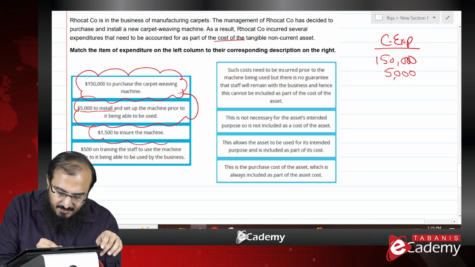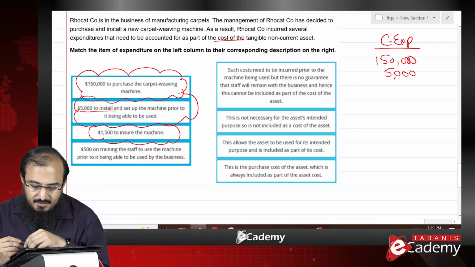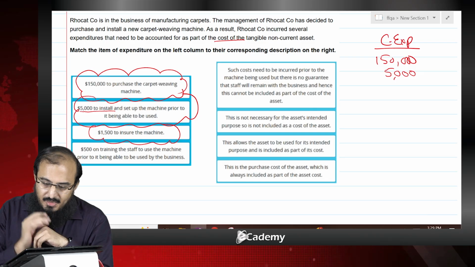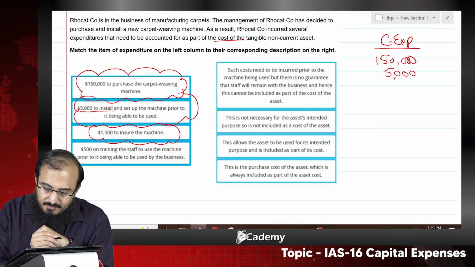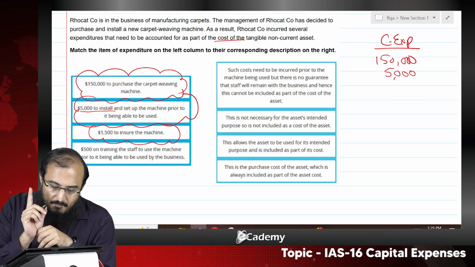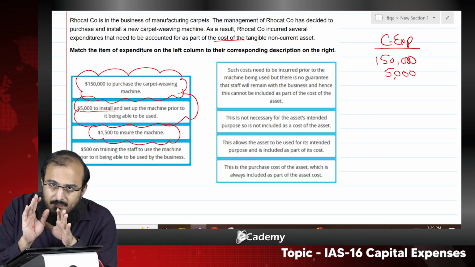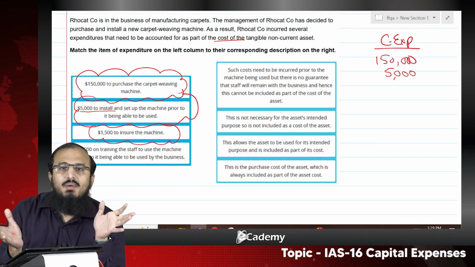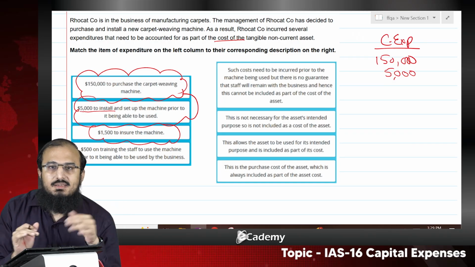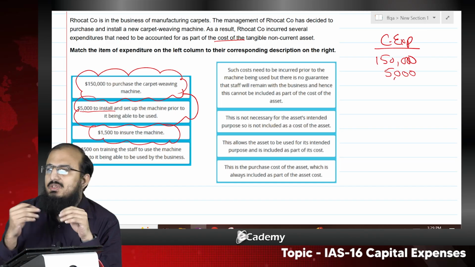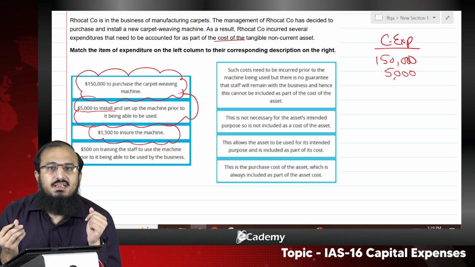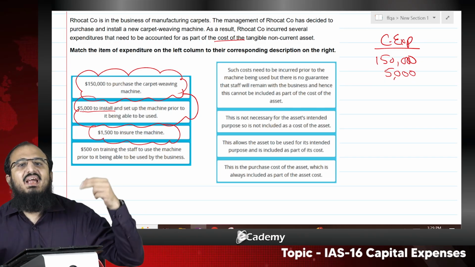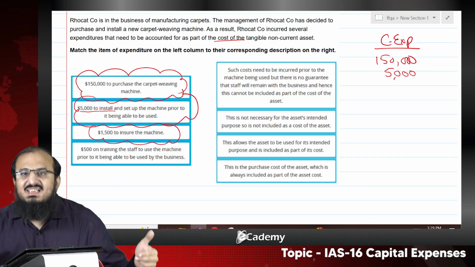Next one, insurance of machine. Be careful, guys. Insurance. What did they write here? Now, what is insurance? If we are living in Dubai, we have to insure our cars, our buildings, lots of things. Health insurance is also there. Tell me, you are buying insurance and paying it once and finished? Or do you have to renew your insurance every year?